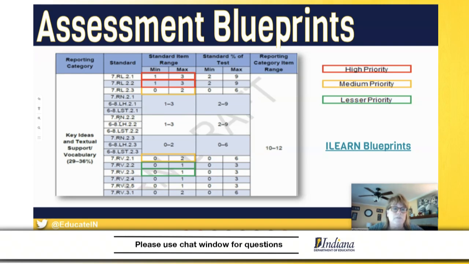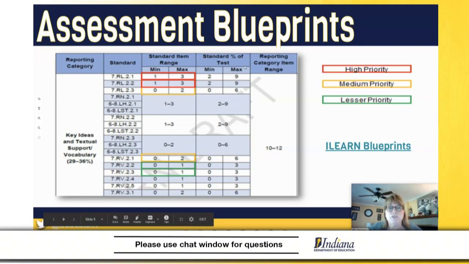Same goes for 7.RN.2.2. Those are meant to be taught together, and as well as this medium priority of RN.2.3. Then we have one more medium priority down here, this vocabulary, and then two lesser priorities.